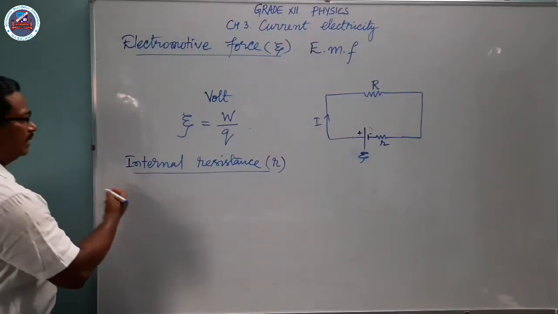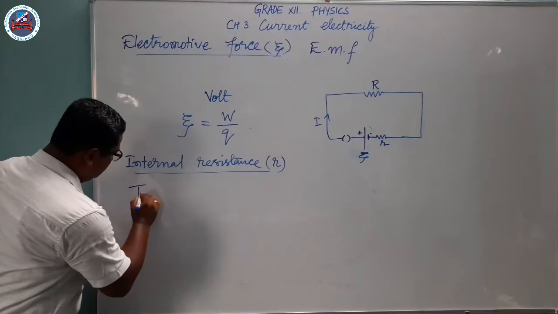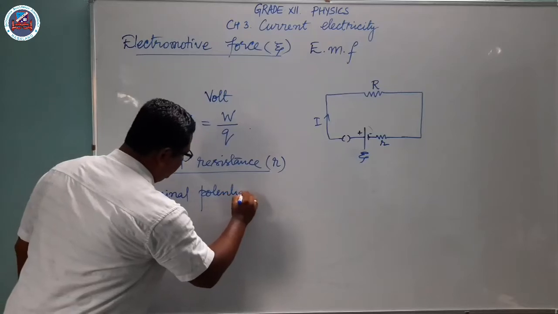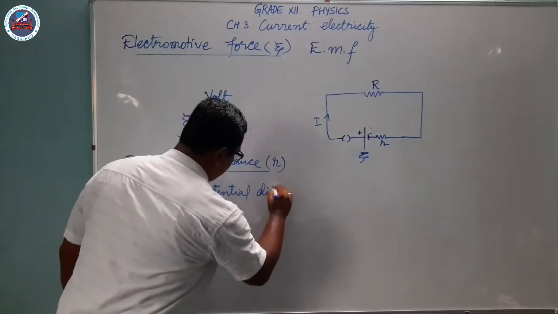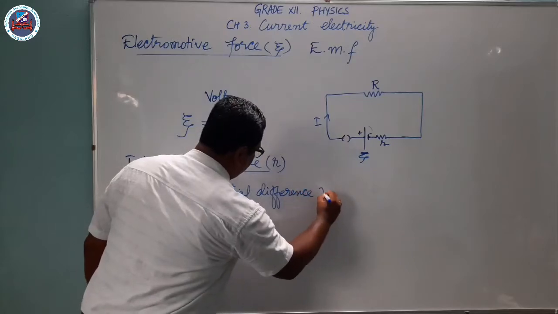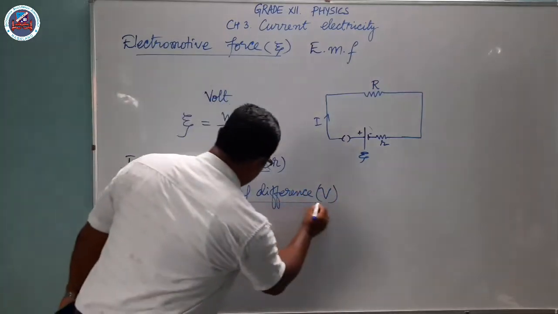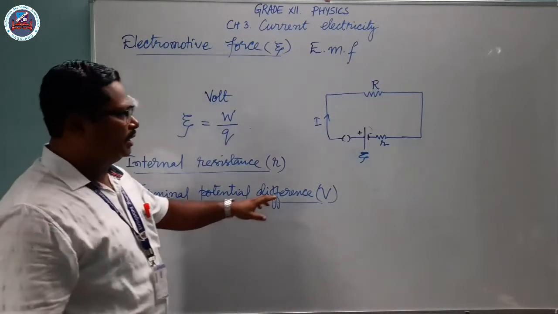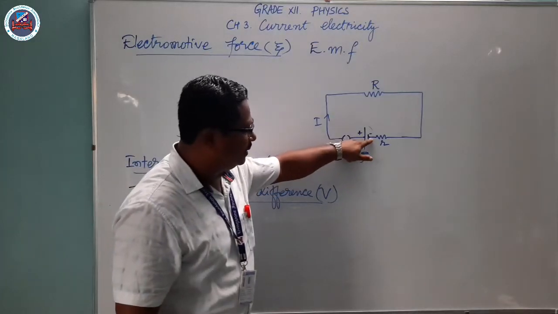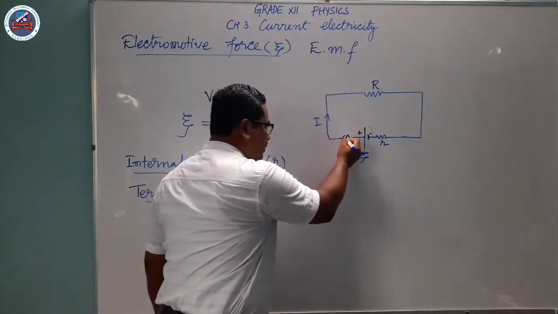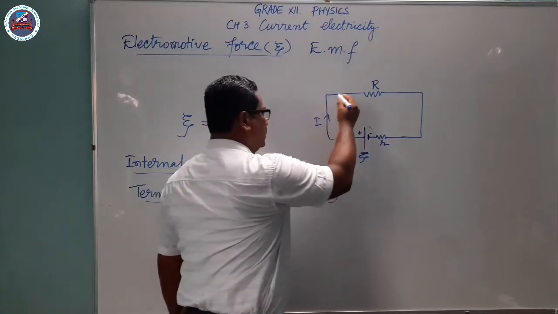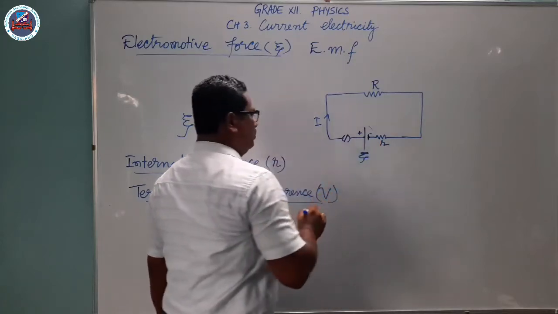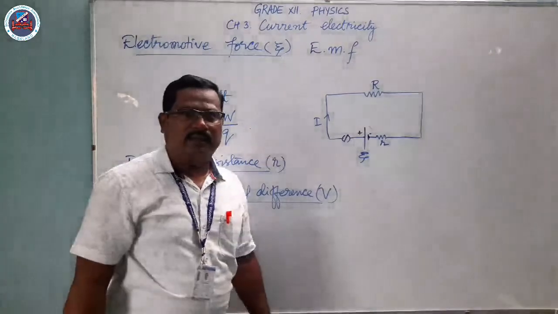And the third term that you learn today is terminal potential difference. Let me write it as V. Terminal potential difference is the difference in potential between the two terminals of the cell when the circuit is closed. That means when the current starts flowing in the circuit, then the difference in potential between these two points will be called the terminal potential difference.